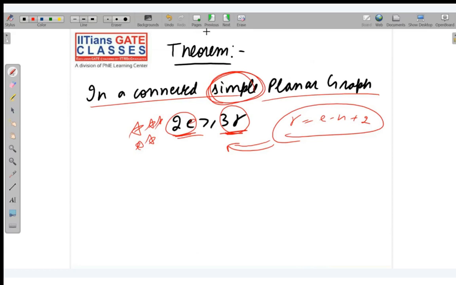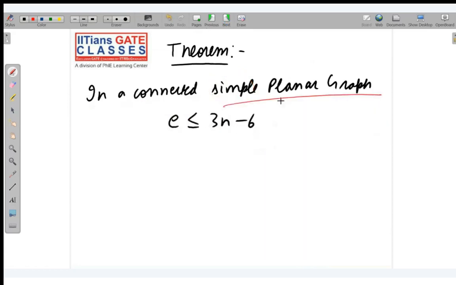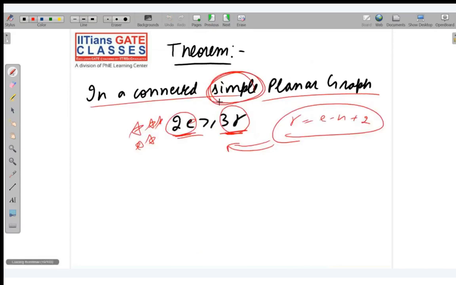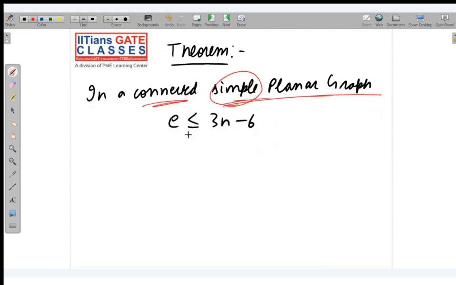Done, sir. Okay. So in a connected simple planar graph, same as the previous one, you have to remember this: connected simple planar graph. Here also, connected simple planar graph. What is E less than or equal to 3N minus 6? That is also very simple. So R is equal to E minus N plus 2. This is the formula. And 2E is greater than or equal to 3R.